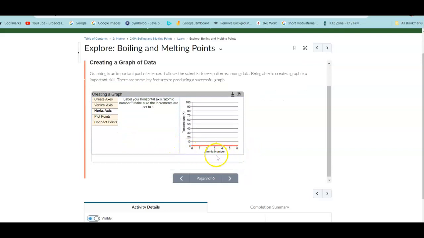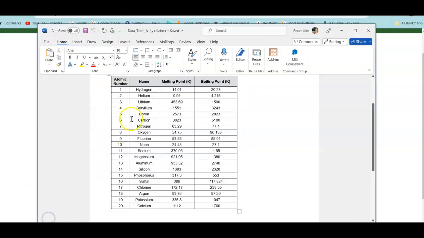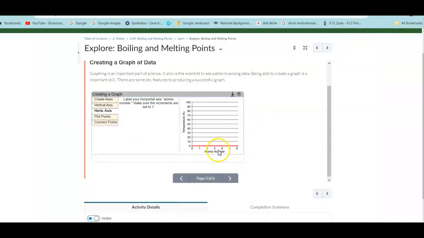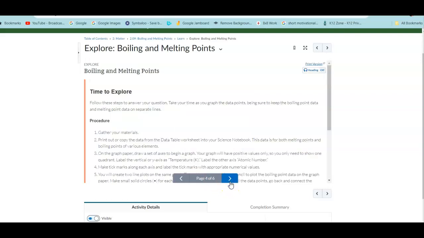We're just going 1 through 20 with the atomic number, because if you look back at that document again, we are just graphing the first 20 elements. So this is the element's atomic number. So that x-axis is a little easier. And then your plot points are basically where those lines intersect. So pretty easy to do there. And then we'll be connecting those as well.